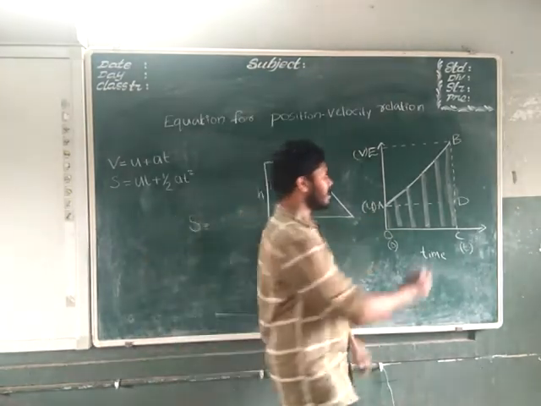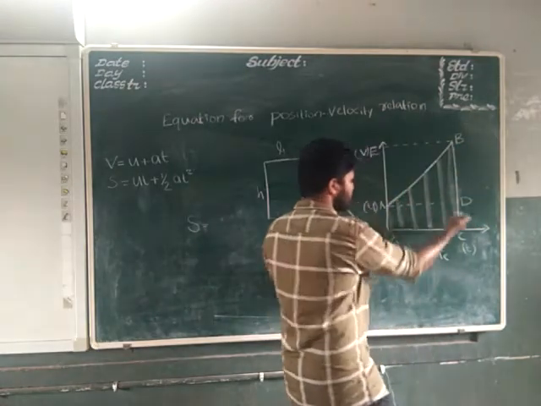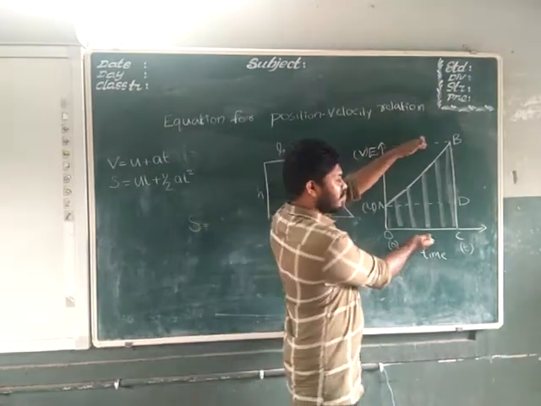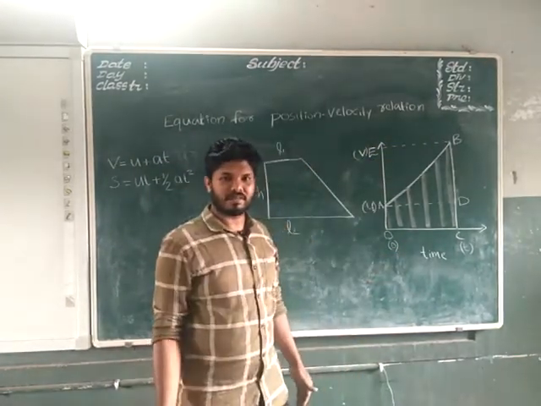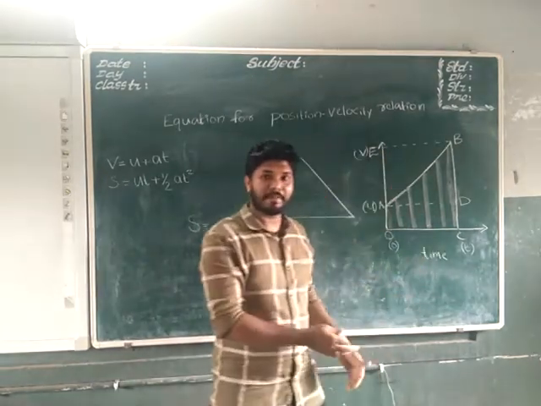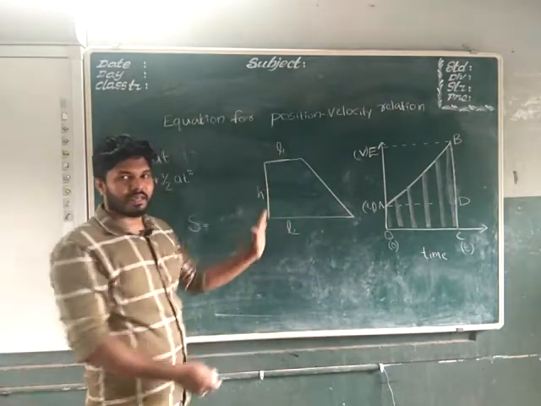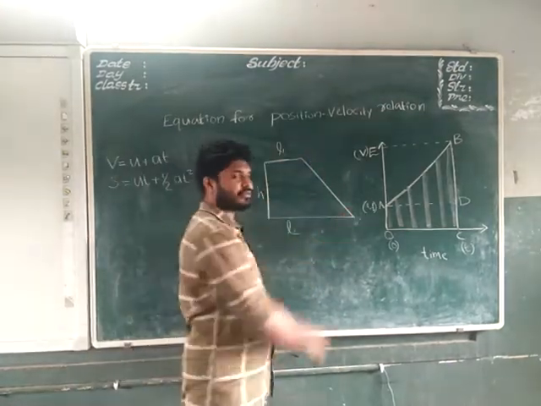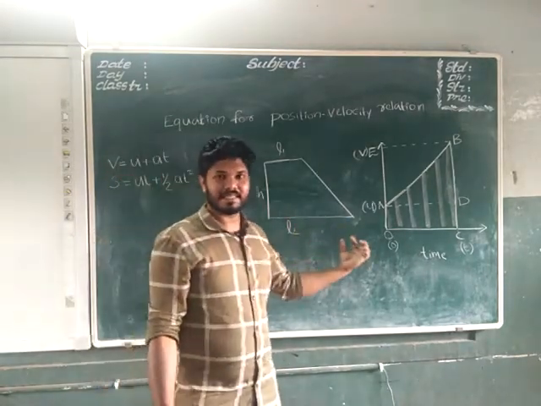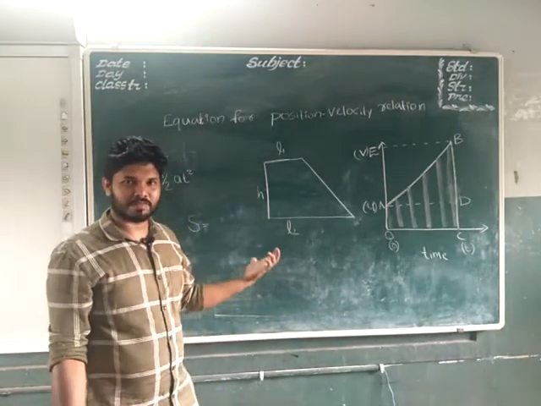See this shape. What is this shape called? It has two parallel sides, but the other sides are not parallel. If both pairs of sides were parallel, it would be called a parallelogram. Instead, we have only two parallel sides and the other two are not parallel to each other. So this shape is called a trapezium. You already studied it in mathematics. Trapezium. So what is the area of a trapezium?